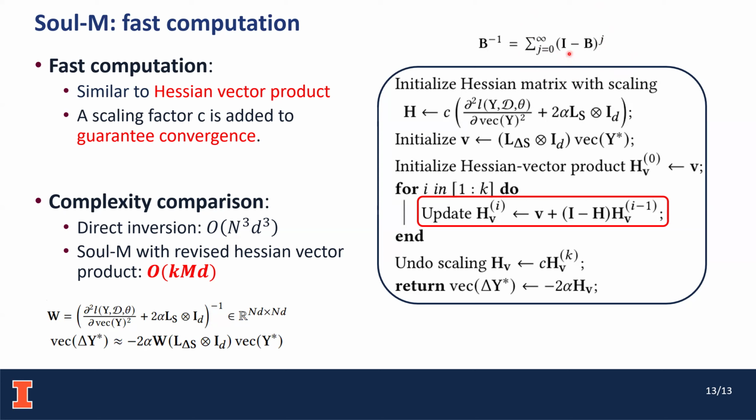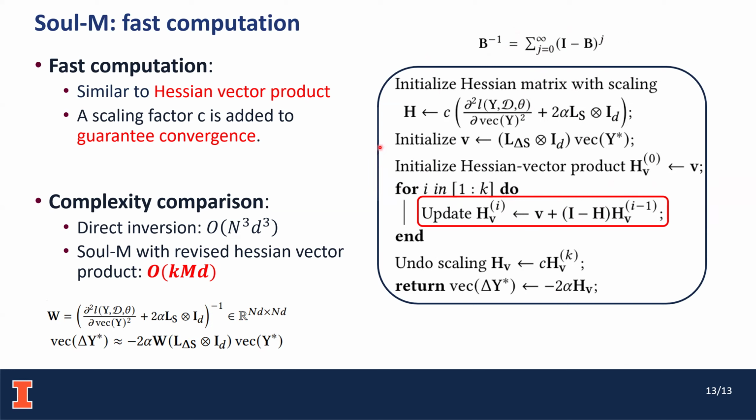maximal absolute value of the eigenvalue of the matrix I minus B is bounded by 1, then this series, which is represented by I minus B to the j, will converge to 0. So we can use an iterative way to calculate the Hessian vector product. And by writing it in the form of code, it can be formulated on the right-hand side here. Basically, in each round, we will update it with the vector plus identity minus the matrix times the result we get from the last round.